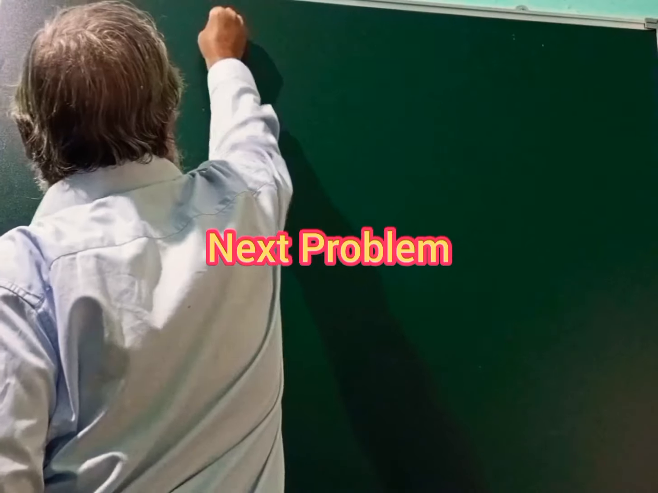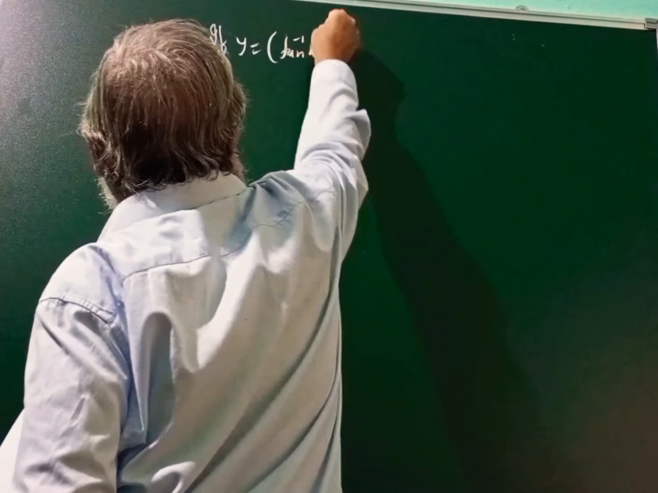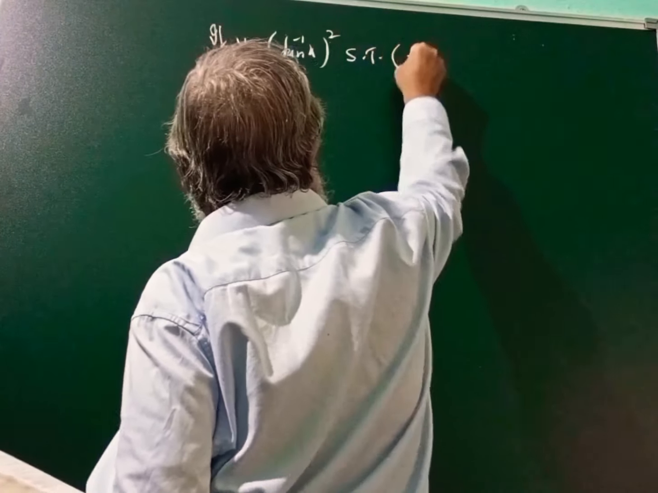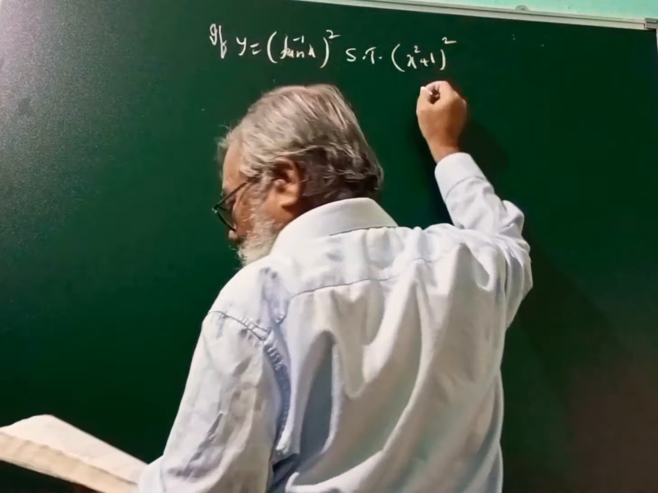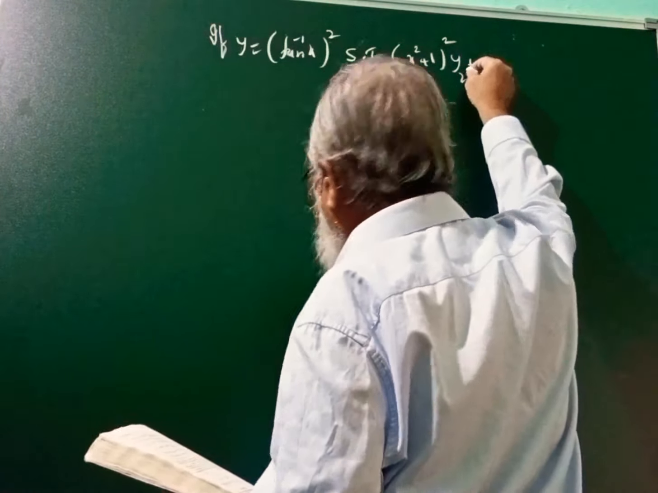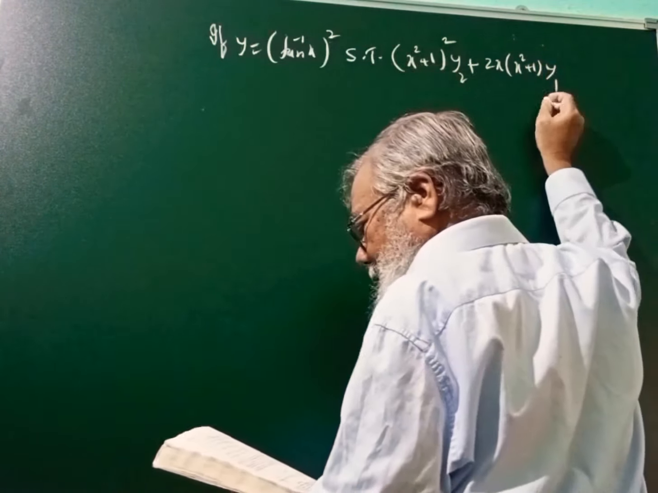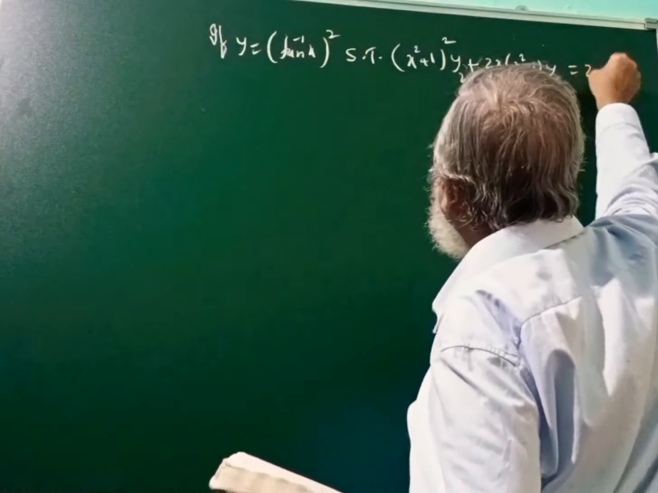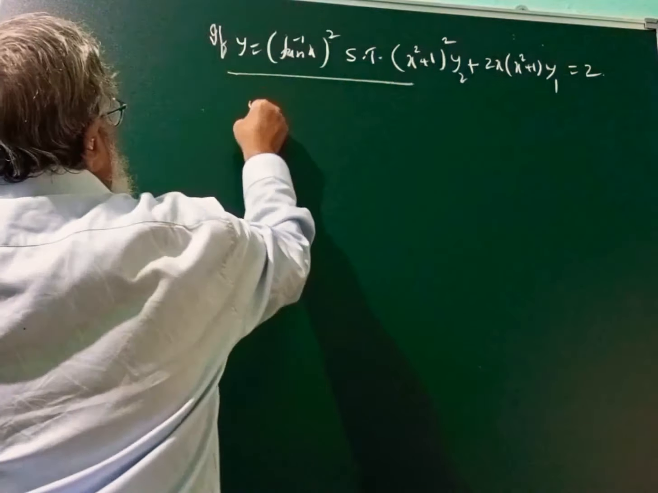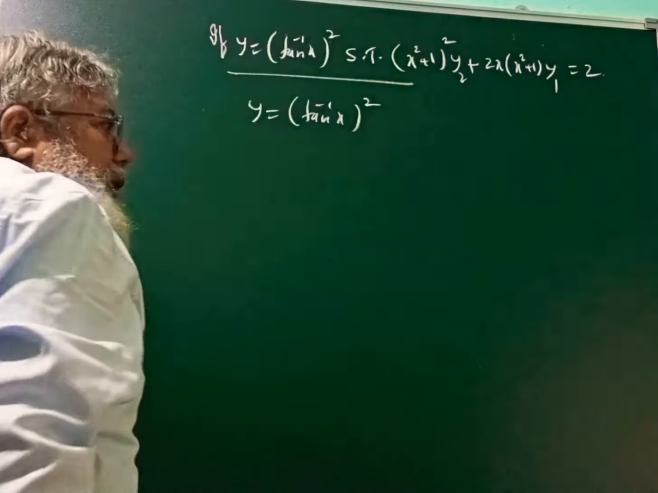Next problem. y is equal to tan inverse x whole square. Show that x square plus 1 whole square into y2 plus 2x into x square plus 1 y1 is equal to 2. We get y is equal to tan inverse of x, whole square, given.